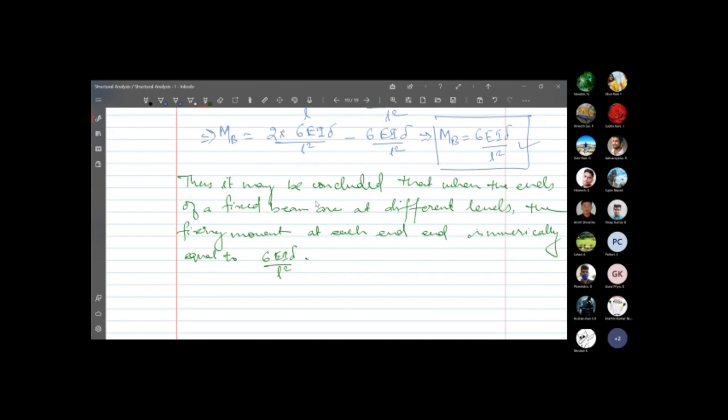Now let us solve a problem related to this one. This will be the last part for the fixed beams. In the next class we will directly go to the continuous beams. Any doubts, anyone having till now?